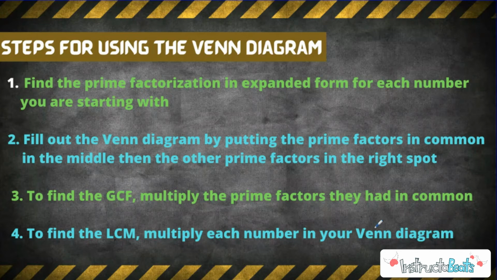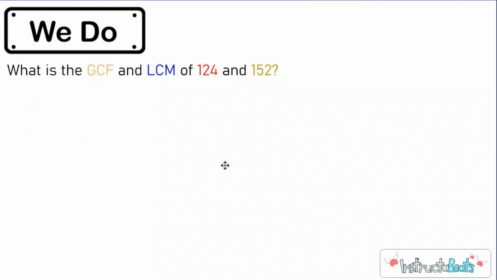Now, step number 3, to find the greatest common factor, this one's very easy. Multiply the prime factors that they had in common, that part in the middle of the Venn diagram. And number 4, to find the least common multiple, multiply each number you have in the Venn diagram. So these are 4 quick steps. Go ahead and pause the video, write those down, and then let's take a look at these steps in action in our we do problem.